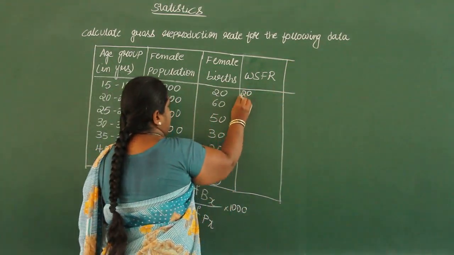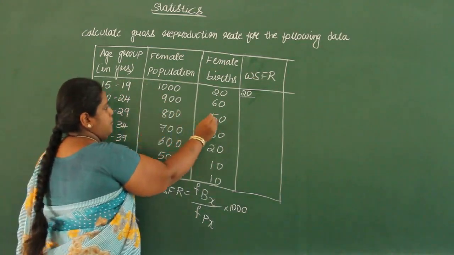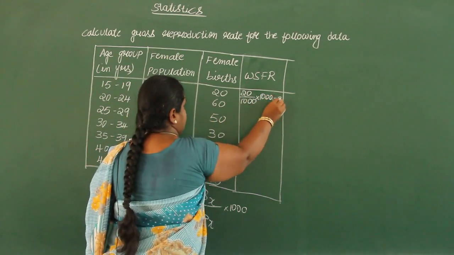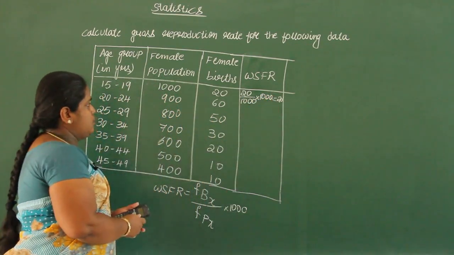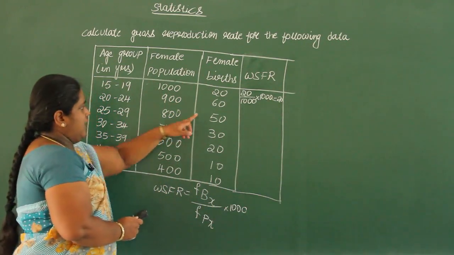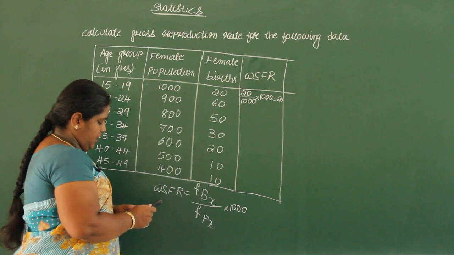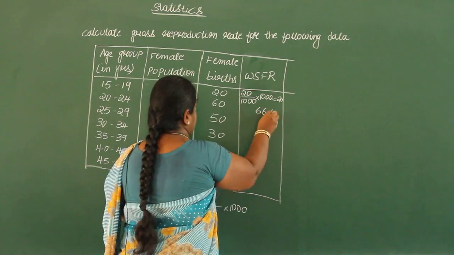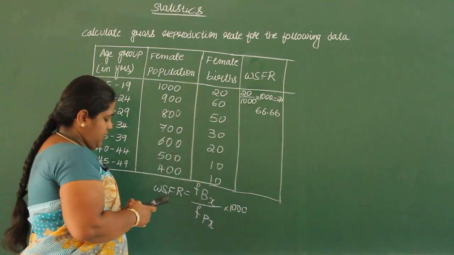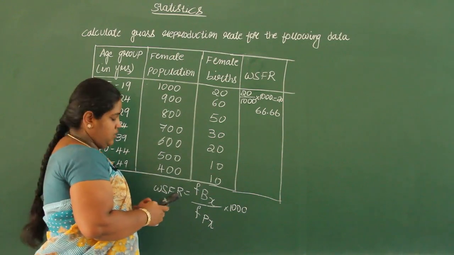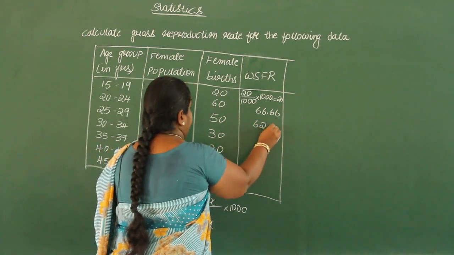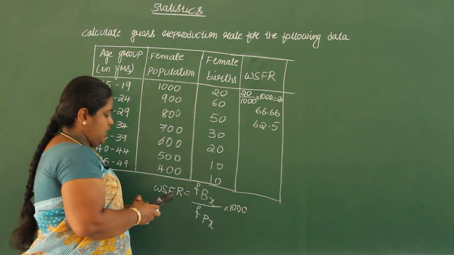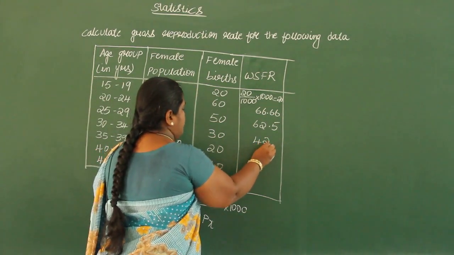So 20 divided by 1000 into 1000. So 1000 and 1000 will get cancelled. You will be remaining with 20. So 20 is the value for the first age group. Then calculate for the second one. 60 divided by 900 into 1000, it is 66.66. Next 50 divided by 800 into 1000, 62.5. 30 divided by 700 into 1000, 42.85.